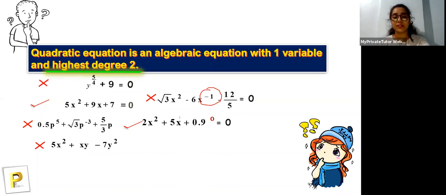Next we have 2x squared plus 5x plus 0.9 is equal to 0. So this is an algebraic equation. Then the second thing is it has only one variable throughout. Yes, that is x. And the highest power is also 2. So yes, this is a quadratic equation.